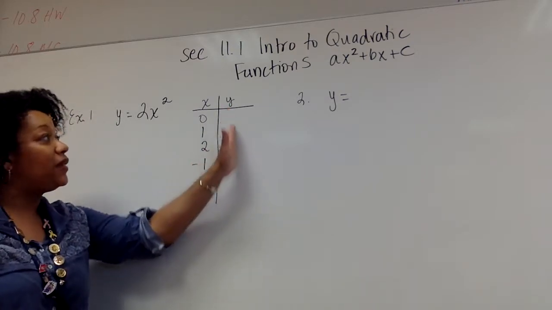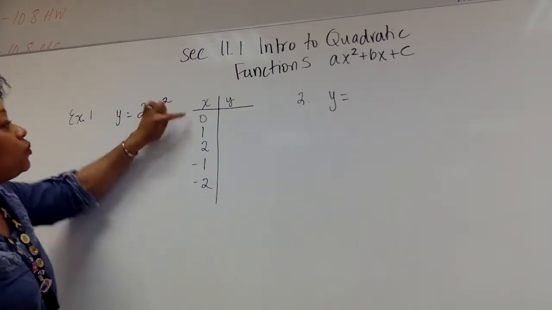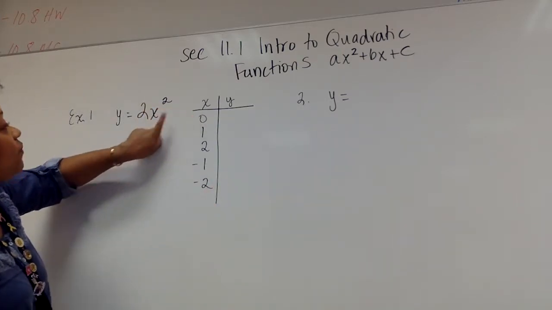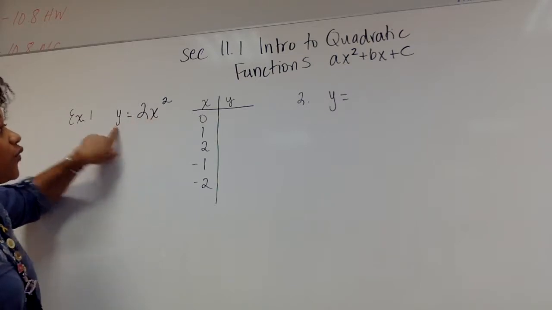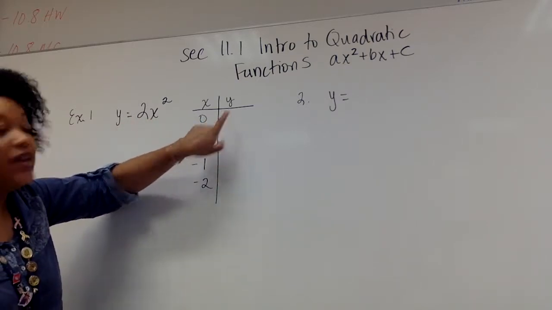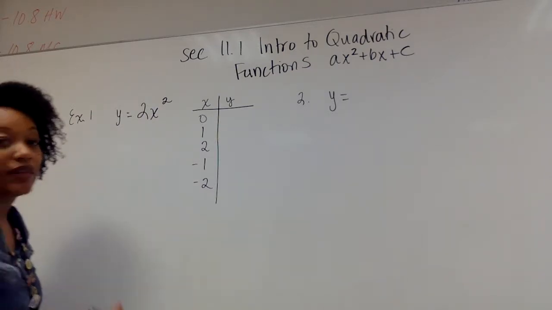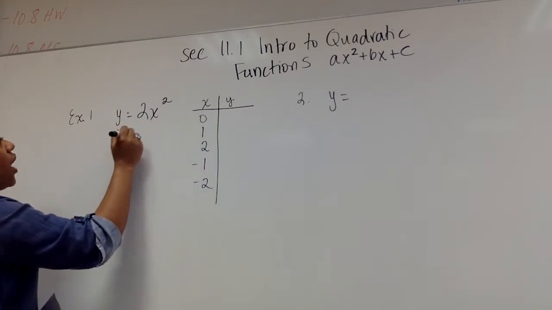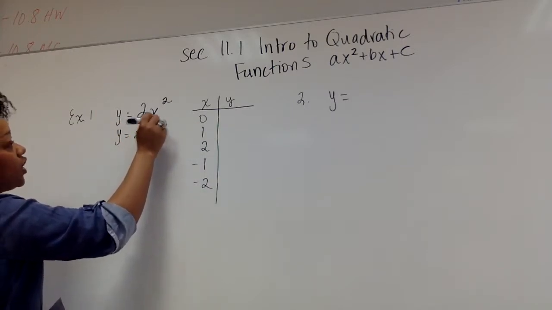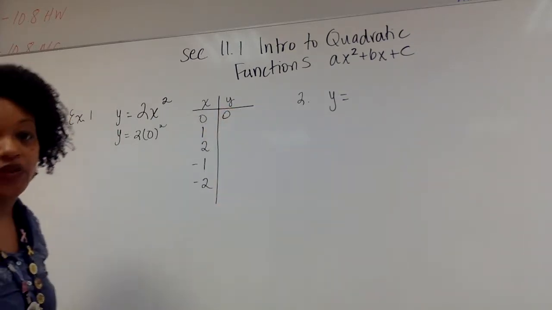Now, I need to complete the y table. The way that you complete the y table is you plug and chug. You let x be 0. When you put in x to be 0, whatever you get for y, you put right here. Then you do it again for 1, 2, and so on. So here's what it looks like. When x is 0, that means I have y is equal to 2 times 0 squared. Well, you know anything times 0 is 0, so there's your first point. It's going to be at the origin.